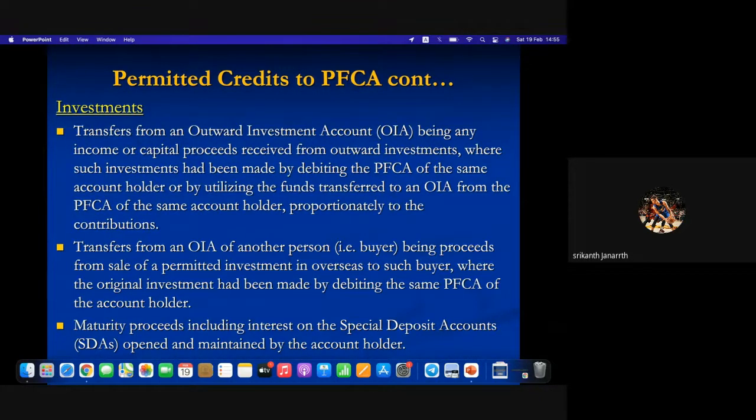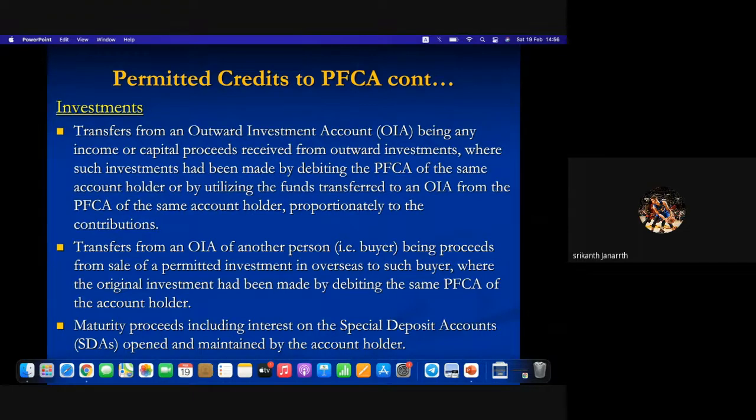Then, transfer from an OIA of another person. This is very interesting. Suppose you have made an investment outside. You have bought some shares. Say I'm the PFC account holder. I have used some PFC funds to invest in Google shares. Google is doing well, so I bought the Google shares. Now the Google share price has gone up, and I want to sell it.